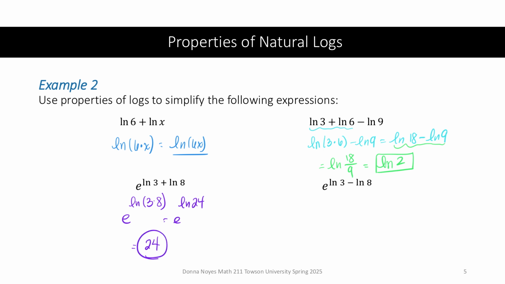But how does this change if I switch the sign and make it subtraction? Well, as we've seen in the last couple of examples, that means it's division. So we're going to get a slightly different answer. Here we get e to the natural log of 3 minus the natural log of 8, which is really e to the natural log of 3 divided by 8. And as we just saw, we use our e to the natural log property, and it just becomes 3/8.